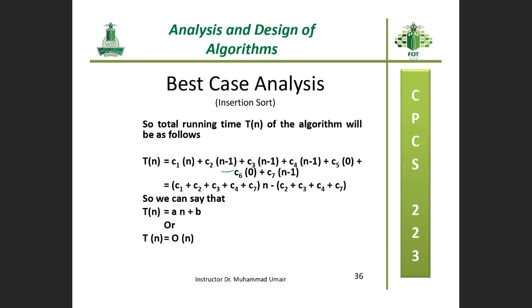If you simplify, there will be some terms with n and some terms will be constant. So we can rewrite this equation like an plus b. And you know, whenever you are writing the efficiency, you will pick only the highest order term and ignore all coefficient constants and lower order terms. That's why the best case running time for insertion sort is O of n. Any doubt about this best case analysis? Is it clear?